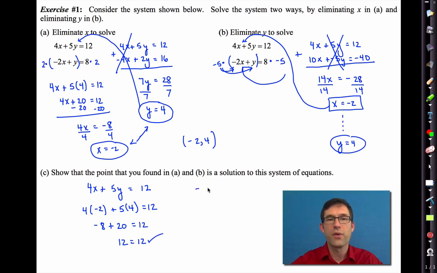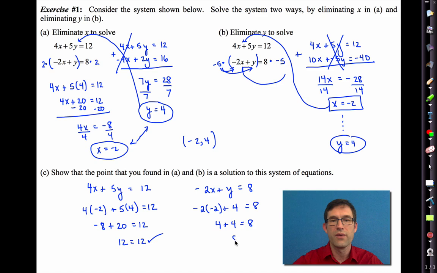Substitute into the other equation, negative 2x plus y is equal to 8. A little bit more careful here because we're dealing with negatives. All right, negative times a negative is a positive. And then I think we know that 8 is equal to 8. All right, so because both equations are true, it's got to be a solution. That's it, though. It's kind of neat, isn't it?